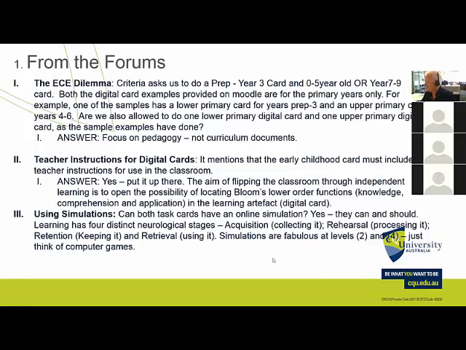A second point that's come up this week is what do we do with teacher instructions for the digital cards? And of course, the aim here is, yes, to put everything you have, your little lesson sequence, your learning sequence, put the whole lot online. The reason here is because you are trying to flip the classroom. Now, flipping the classroom is not about throwing students outside so they're doing things that you don't have to worry about as a teacher.